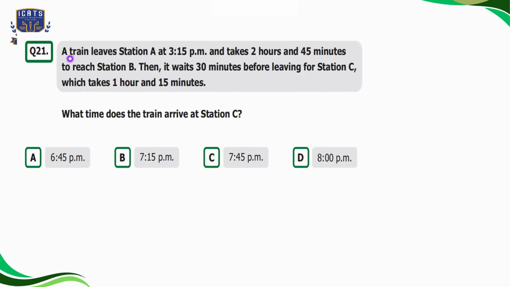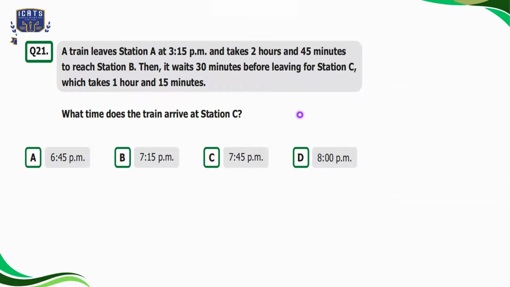Question number 21. A train leaves station A at 3:15 p.m. and takes 2 hours and 45 minutes to reach station B. Then it waits 30 minutes before leaving for station C, which takes 1 hour and 15 minutes. Which time does the train arrive at station C? Option A is 6:45 p.m., option B is 7:15 p.m., option C is 7:45 p.m., and option D is 8 p.m.